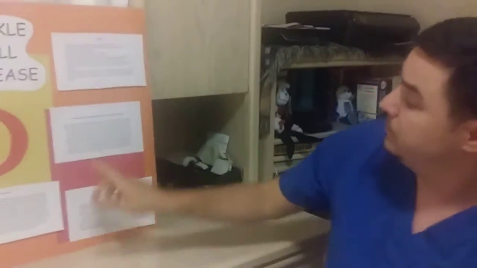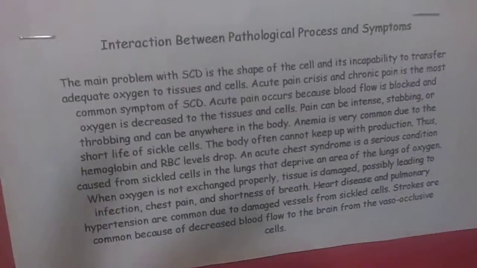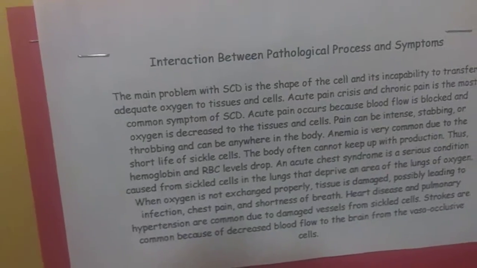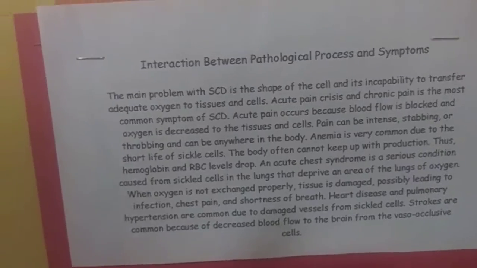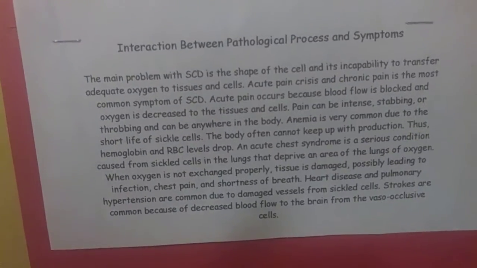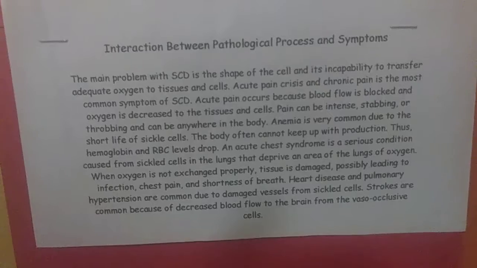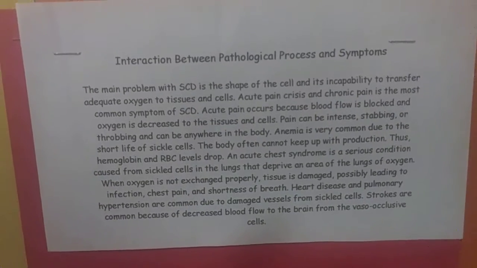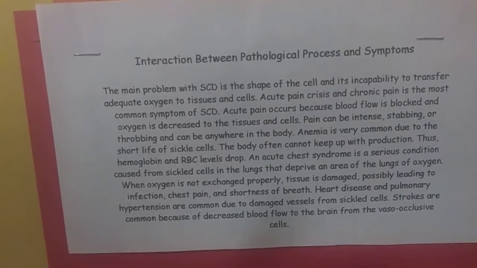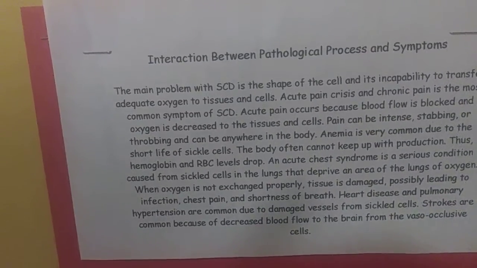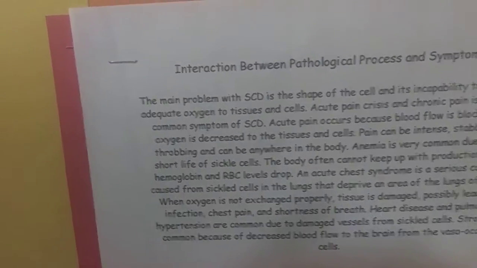The interaction between pathological process and symptoms, in the middle here. The main problem with SCD is the shape of the cell and its incapability to transfer adequate oxygen to tissues and cells. Acute pain crisis and chronic pain is the most common symptom of SCD. Acute pain occurs because blood flow is blocked and oxygen is decreased to the tissues and cells. Pain can be intense, stabbing, or throbbing, and can be anywhere in the body. Anemia is very common due to the short life of sickle cells. The body often cannot keep up with production. Thus, hemoglobin and RBC levels drop.